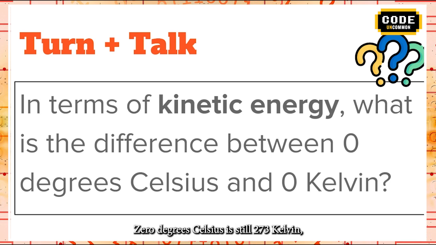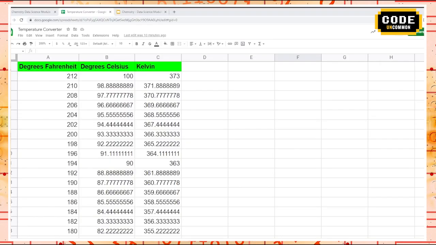That's right. 0 degrees Celsius is still 273 Kelvin, which means that particles still have plenty of kinetic energy. That's not even close to 0 Kelvin, when the particles have zero kinetic energy. So let's find out when particles do have zero kinetic energy.